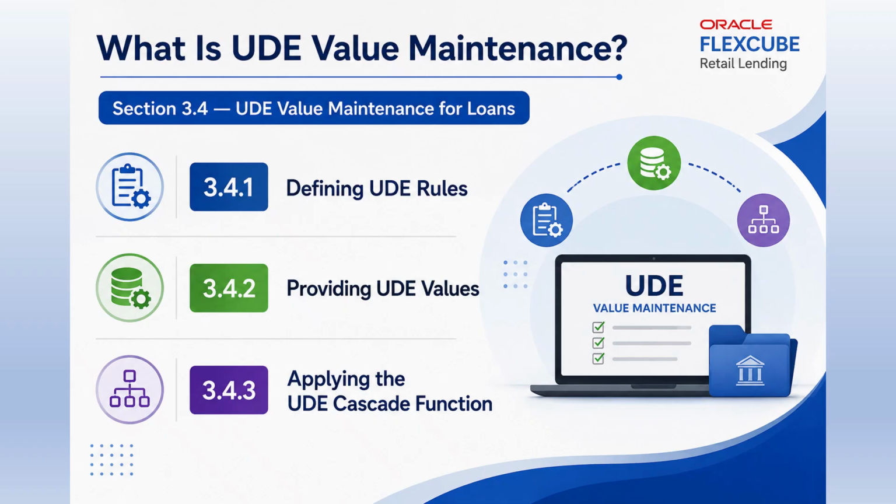What is UDE Value Maintenance? Section 3.4 focuses on UDE Value Maintenance for Loans. It is divided into three sections. First, defining UDE rules. Second, providing UDE values. And third, applying the UDE Cascade Function. These three activities together define how UDE values are maintained and applied in retail lending. The manual explicitly identifies these three subsections.